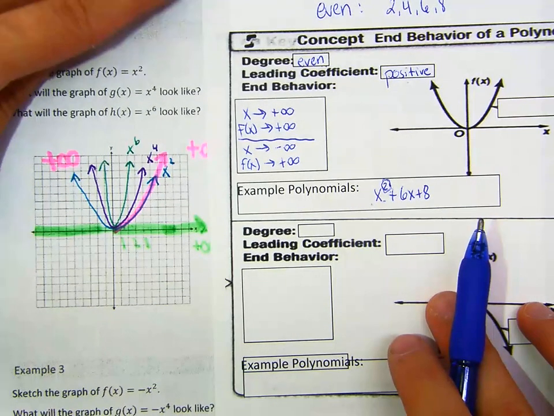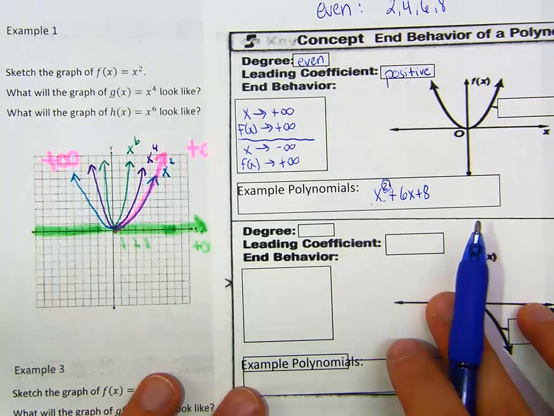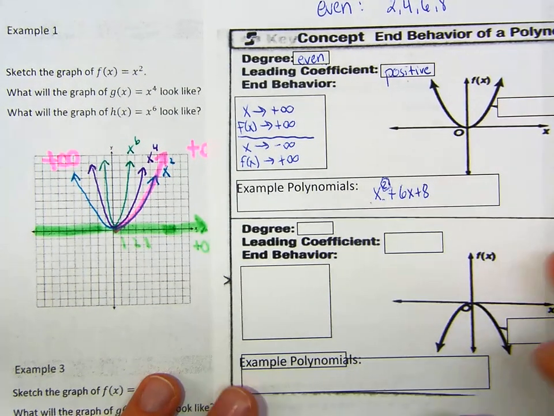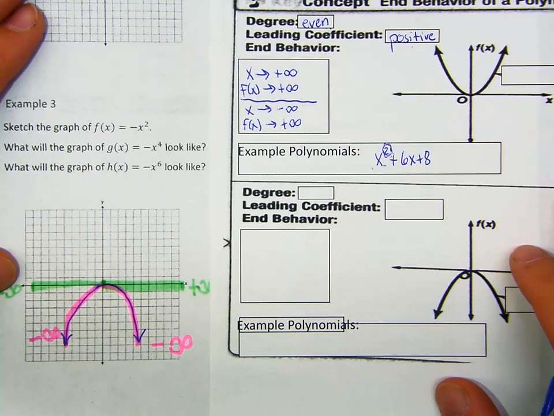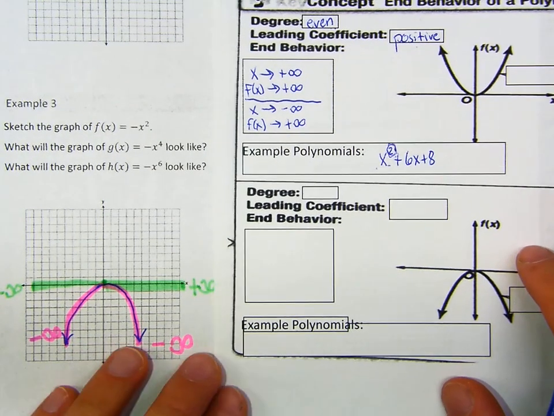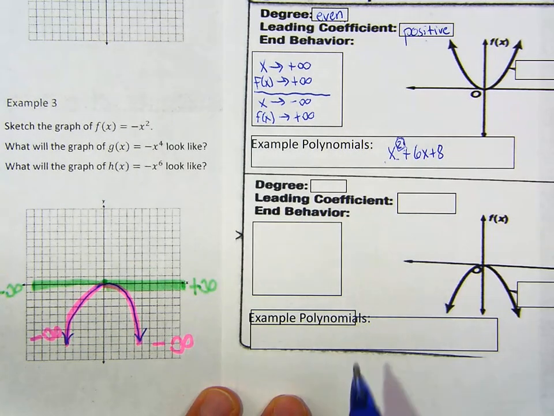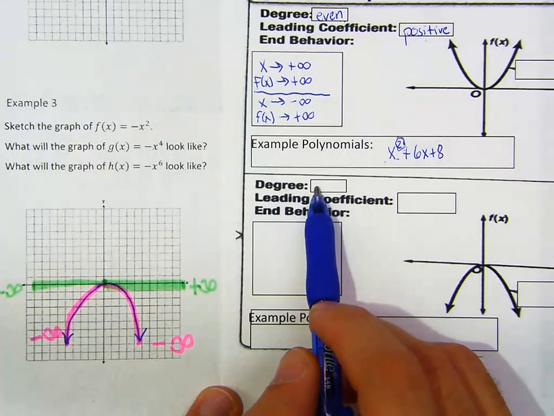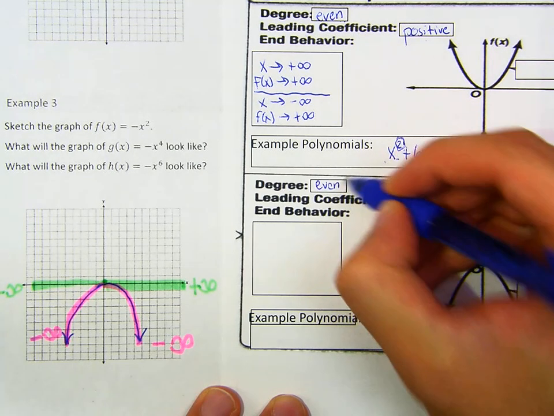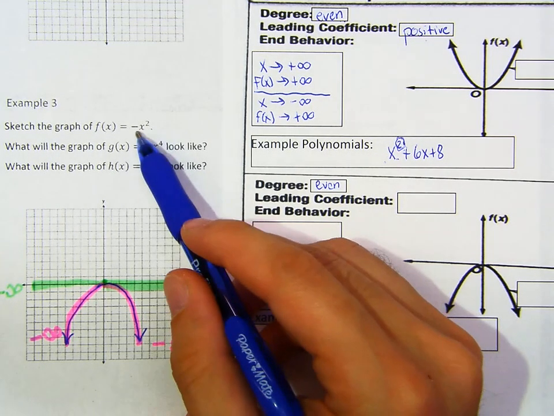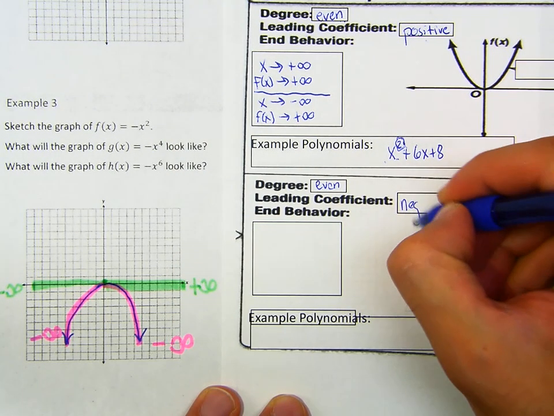What I want you to do is pause the video and try and do the next one by yourself over here. What will it be for this one? All right, try and do it by yourself. Okay. Now, if you want to see it done, notice what is the degree? 2, 4, 6. These are even numbers. What's the leading coefficient? Notice that this is negative.